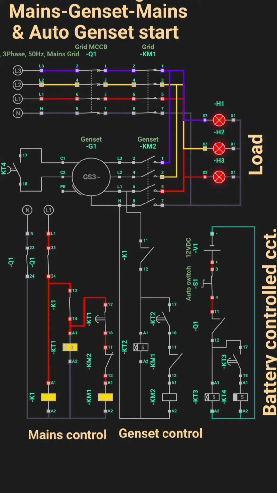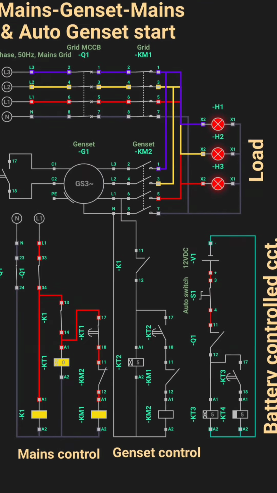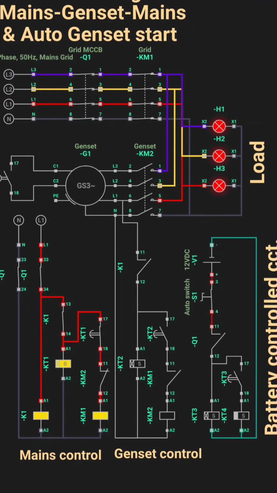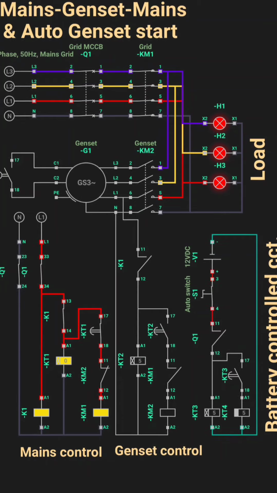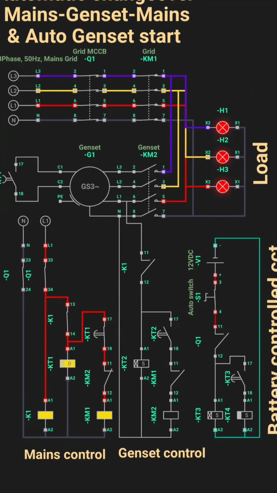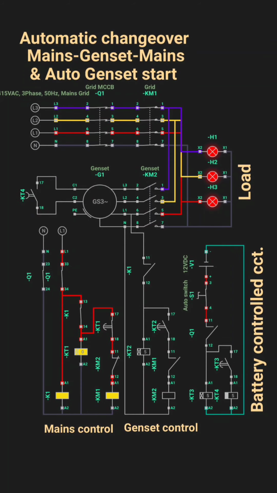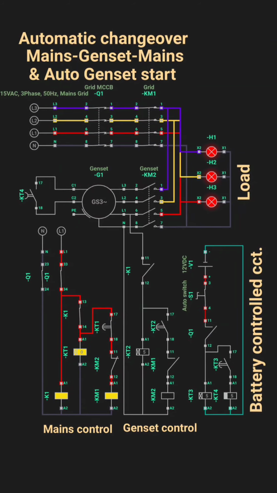After switching on the grid MCCB Q1, you must have observed the load condition showing lamps H1, H2, H3. They came on after 5 seconds. Now at this time grid supply is available and it is through to the load.